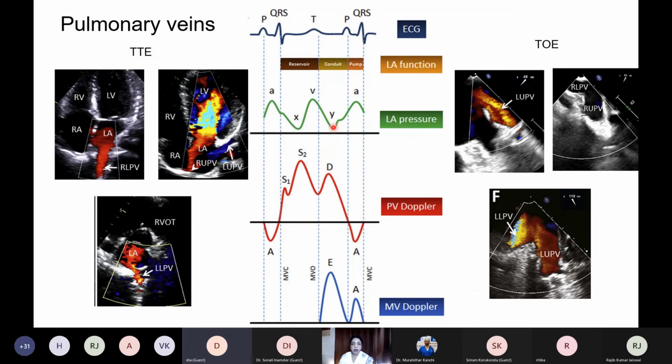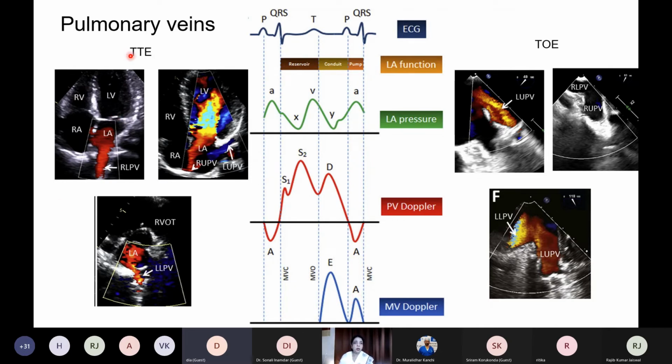And then Y descent is equivalent to another forward flow, that is the D wave, followed by atrial reversal flow. Again, I have shown here how this D wave, the diastole, starts from here. The D wave corresponds to the forward flow across the mitral valve, that is the E wave, followed by the A wave, which is the corresponding wave for atrial contraction and atrial reversal. These two waves are very important because they are going to tell you many things about many pathologies.